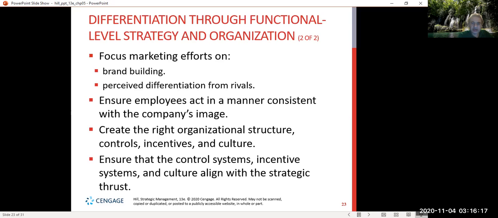Ensure employees act in a manner consistent with the company image. What is the company image? If the company image is to provide a high-end quality product, then the company employees' behavior should be consistent in that regard, that they are providing that kind of quality to the customer. And then hiring and employee development strategy is designed to ensure that employees act in a manner consistent with the image which the company is projecting to the world.